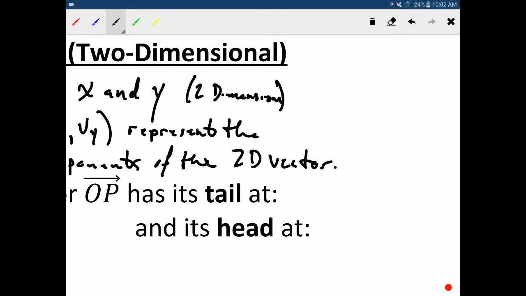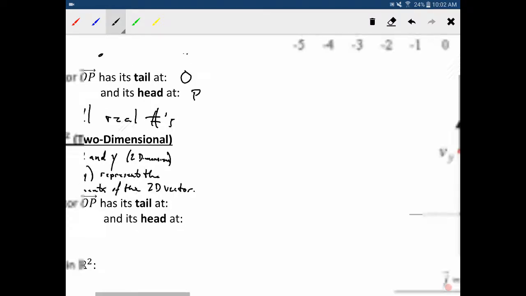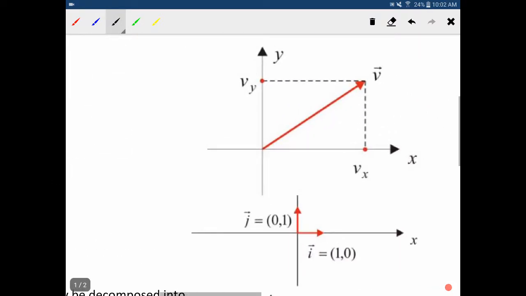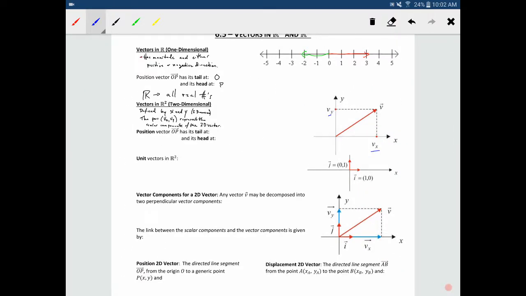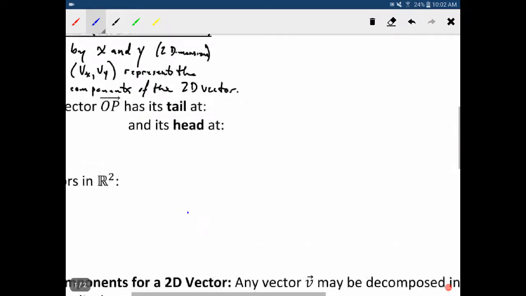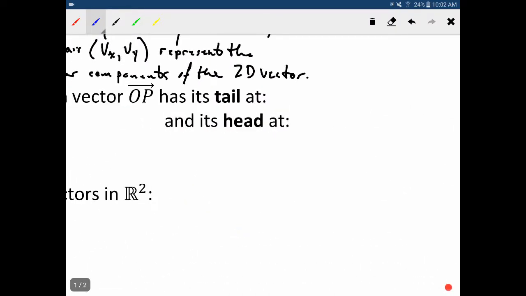You can see that here if we zoom out. There's our diagram. You can see we've made up this vector using this Vx and Vy. Those are the components that build this vector. When we're writing it as a position vector, it has its tail now at 0, 0, because we're in two dimensions, and then its head at point P still, but point P is made up of x and y.